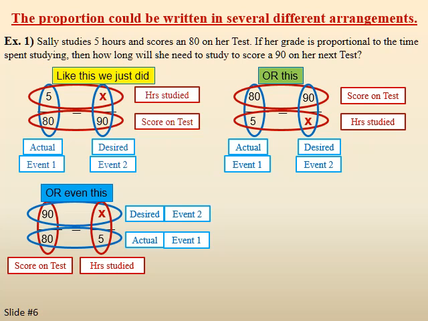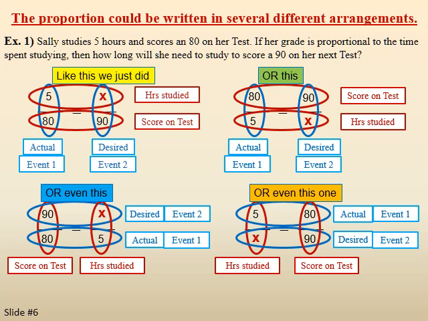Or maybe I switched it around and I put the scores as my first fraction, and then hours studied would be my second fraction. Notice that the denominator is the actual data, 80 score from 5 hours study. The numerator is the desired data. I wanted the score of 90. How long do I have to study? Again, everything's related. Related vertically. The first fraction is score. The second fraction is hours. The numerator is the event 2, or the desired amount, and the denominator is the actual that was given in the data.